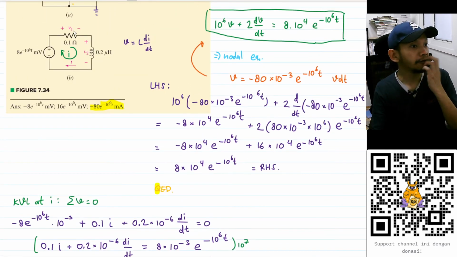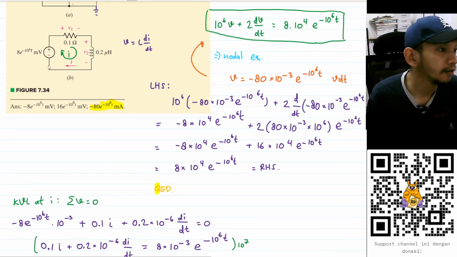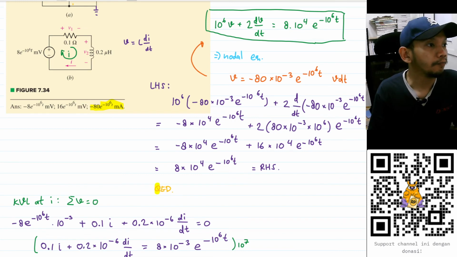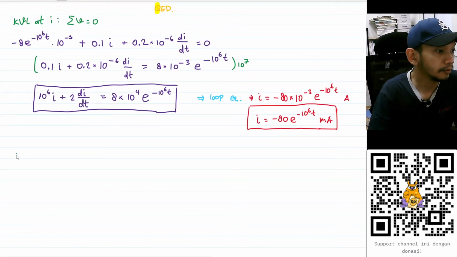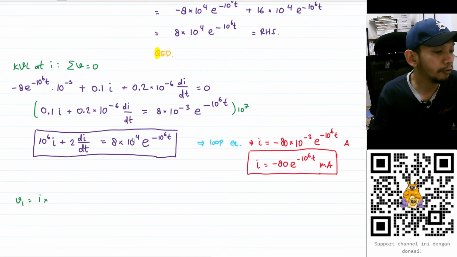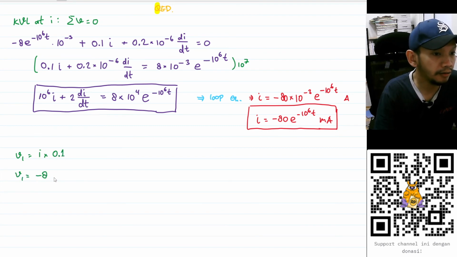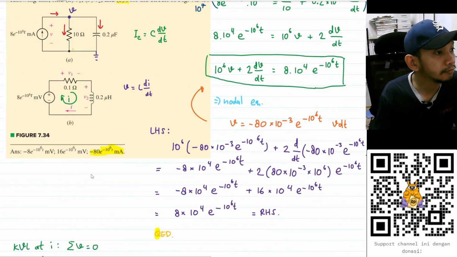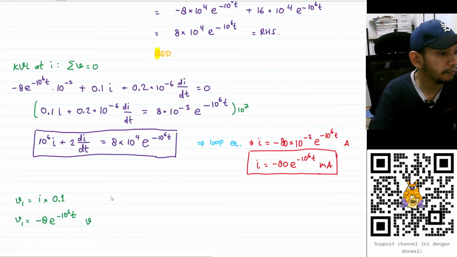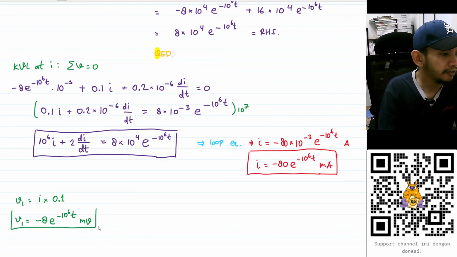Okay. So now we are asked to find V1 and V2. We can easily get that from I. Okay, so let's do that. So I will have V1. V1 is just I multiplied by the resistance, and the resistance is 0.1. And that means that V1 will be minus 8 e to the minus 10 to the 6 t. The unit will be millivolt, because the I is milliampere and the resistance is in ohm.